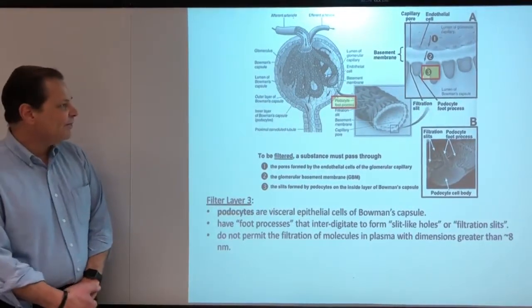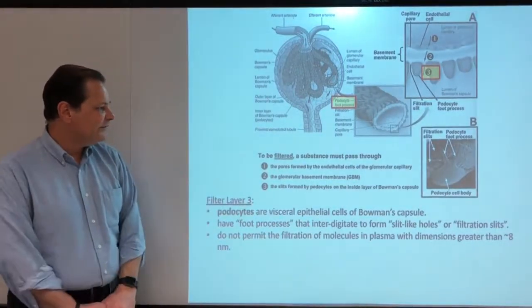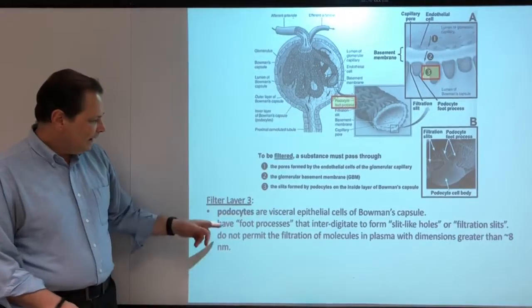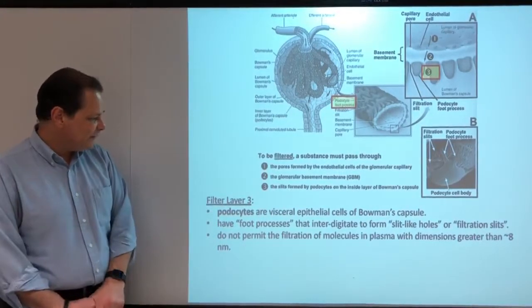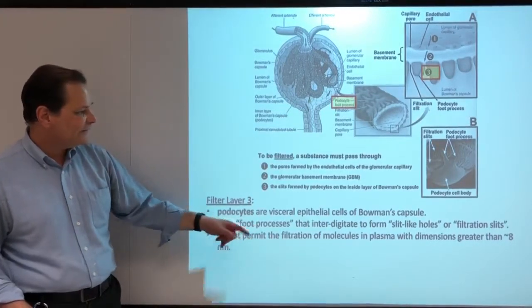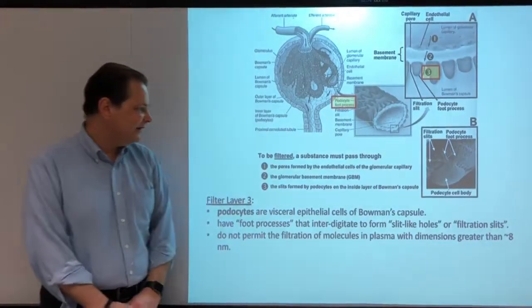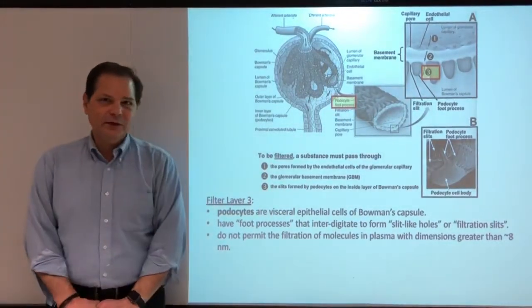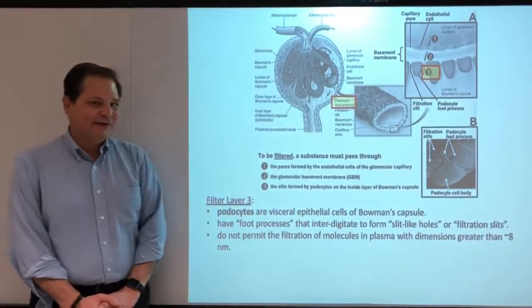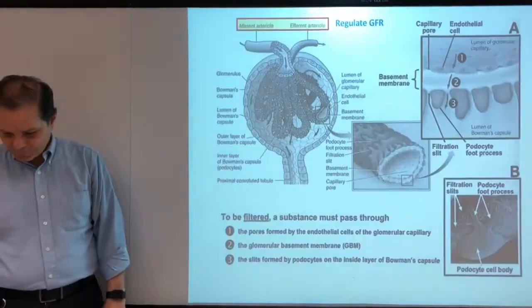And then finally we have our third layer, which is our podocytes. These are epithelial cells associated with the Bowman's capsule, okay, and they're your last filtration barrier. They form foot processes that interdigitate, and they have slits in between them that allow things to get through. They're about 8 nanometers, and so this is your last filtration barrier, your last line of defense in terms of keeping things like proteins out. Okay.